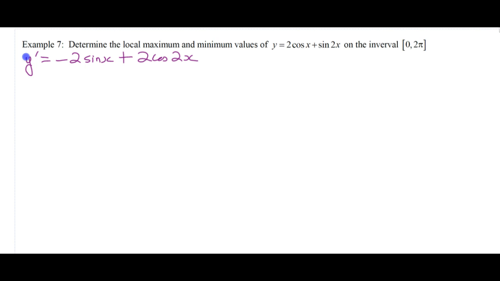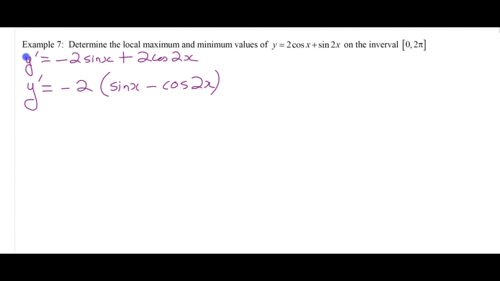Now, all right, so what do we want to do? Well, we want to find out when this is 0, right? Or where it doesn't exist. So that's kind of handy if we can get a factored form, right? So we could take out a negative 2, I suppose. Negative 2, and then what do we get? Sine x minus cos 2x. Okay, so does that help?